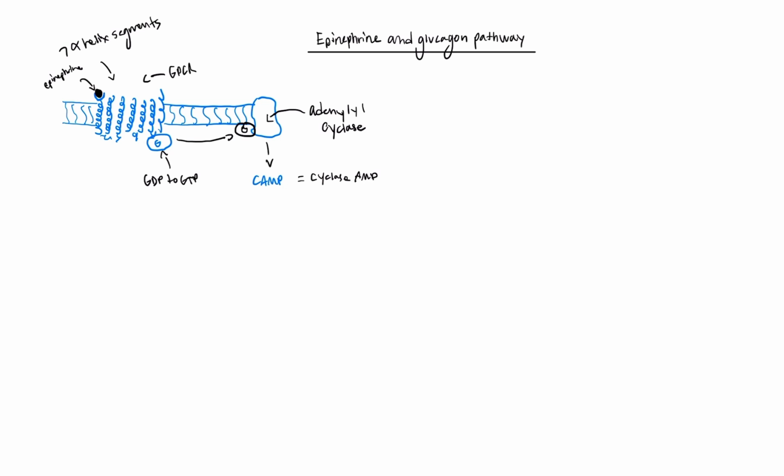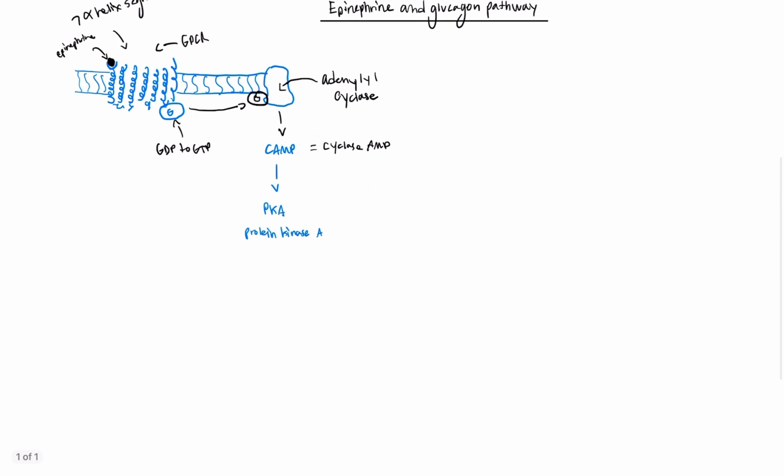So what cyclic AMP will do is it will activate a thing called protein kinase A. So in short, it's PKA. This protein kinase A is going to do two things. First, it's going to phosphorylate an enzyme called phosphorylase. And then it's also going to phosphorylate an enzyme called glycogen synthase. And we're going to get back to that later.